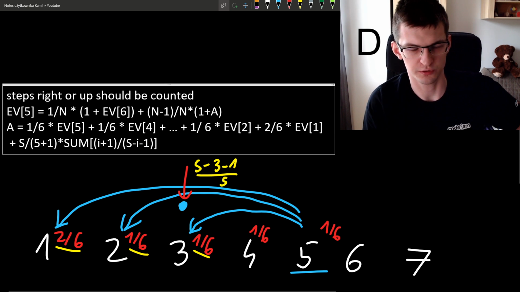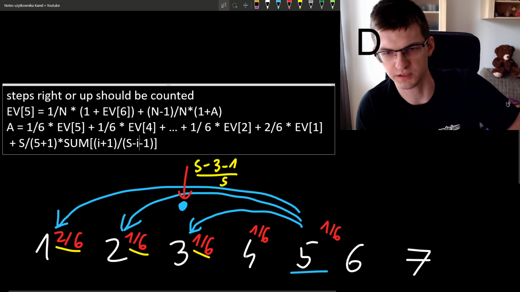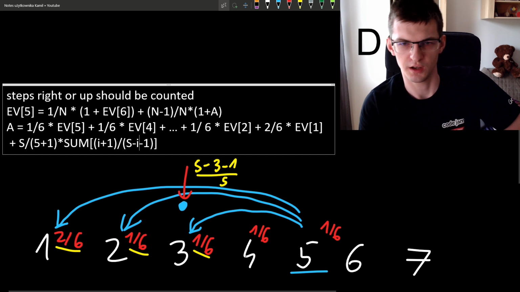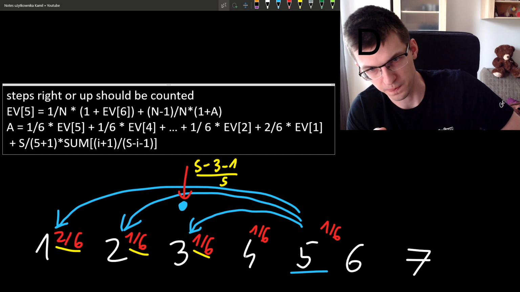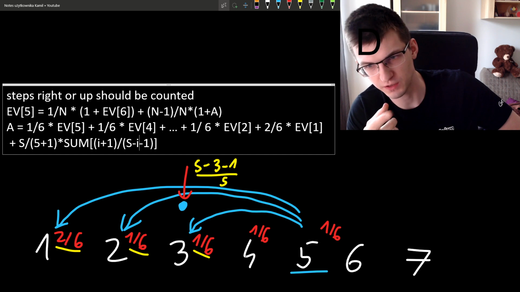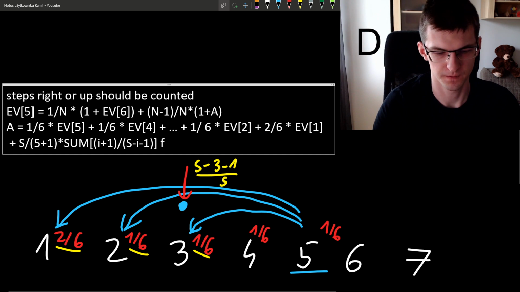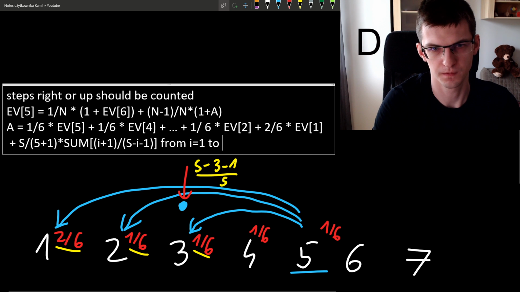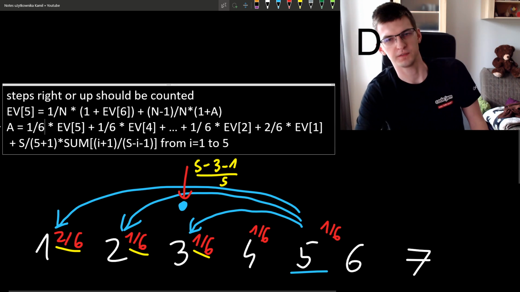For 3 it was true. For 4 it will give me 5 over something. Well, it doesn't matter what exactly it gives, just for which states I should do it. I'm guessing up to 5. For 5 I'm still not dividing by 0. Yeah, it's fine. I think this is it.